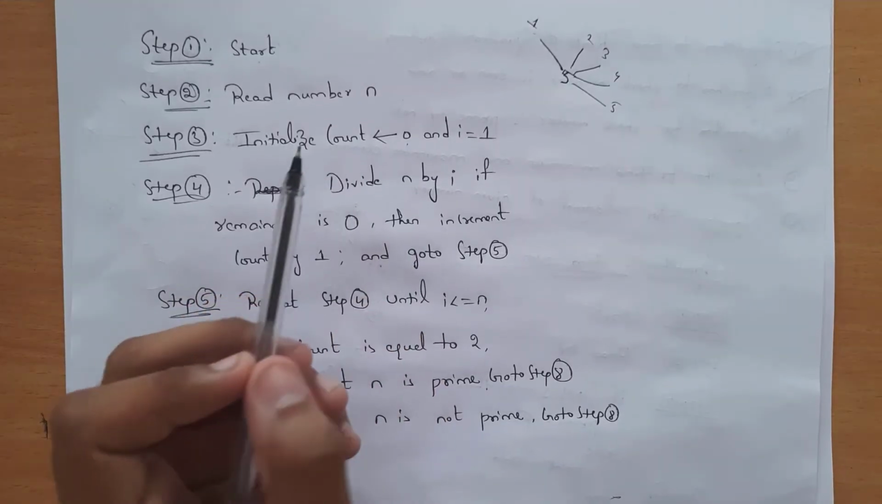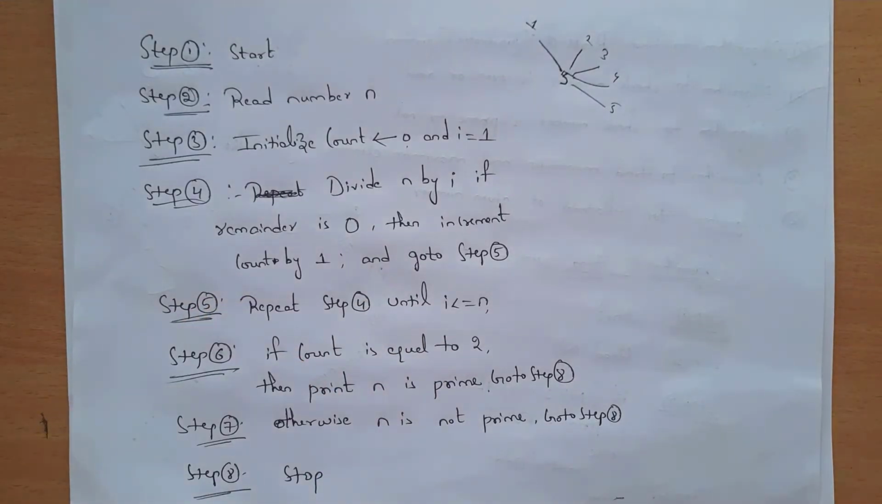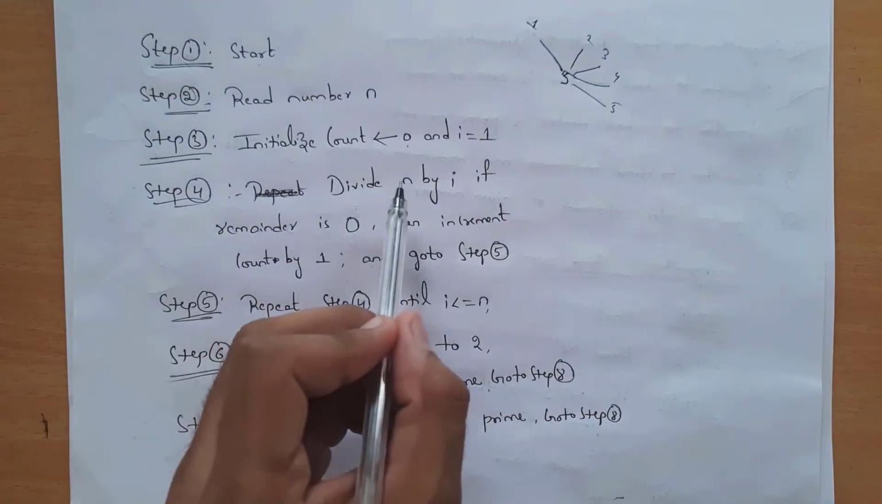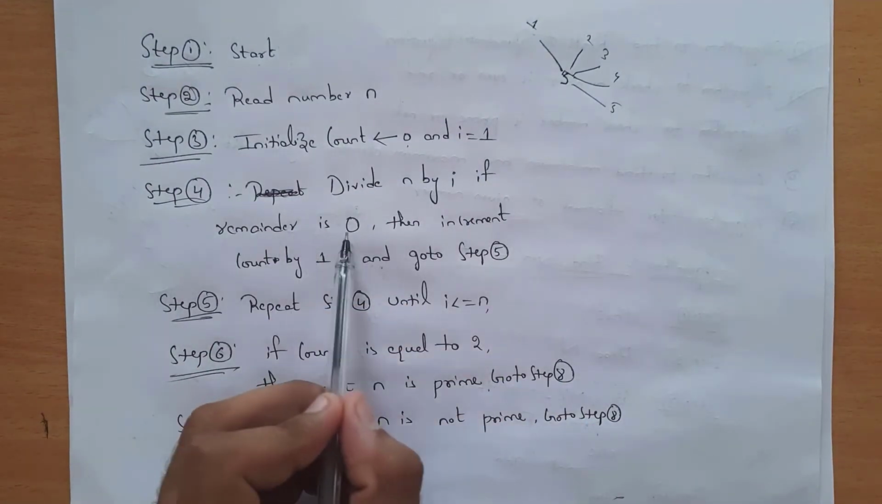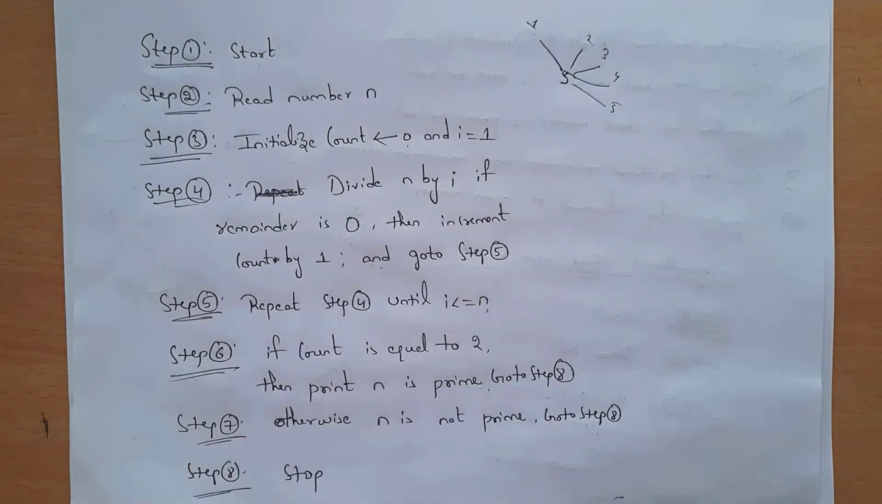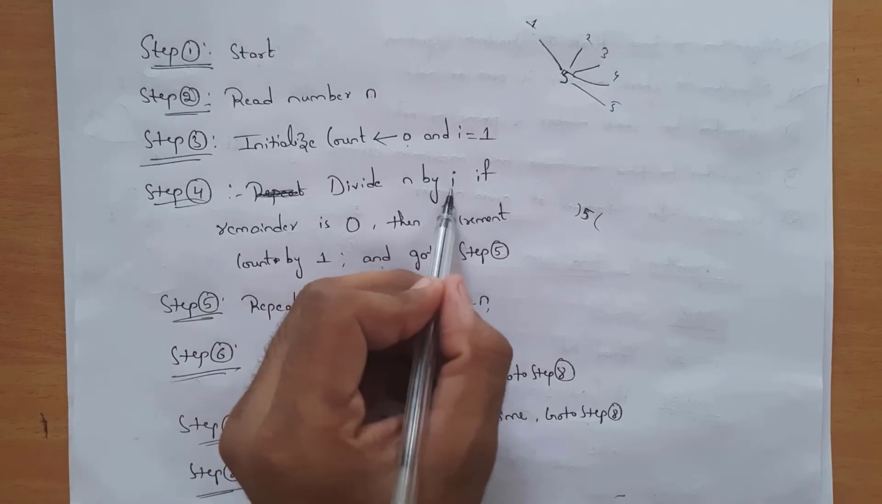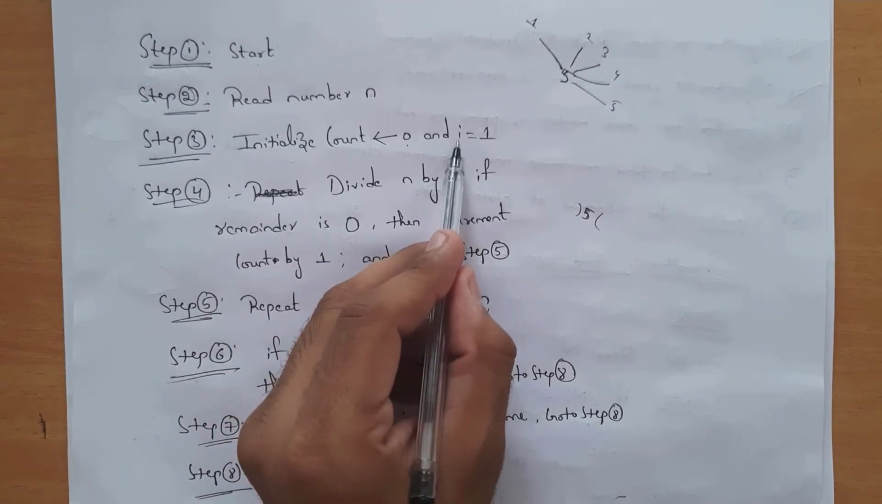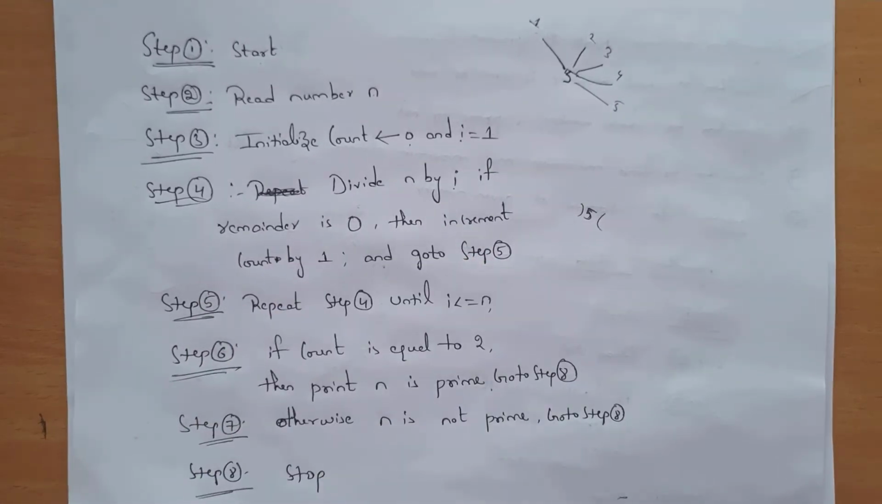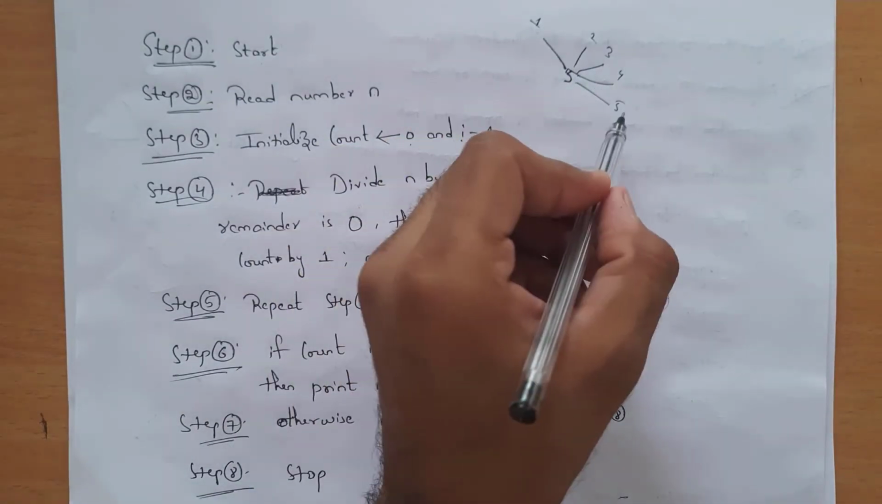Count is nothing but how many times I got remainder as 0. Initially, I am giving count as 0. Step 4 is divide n by i. If remainder is 0, then increment count by 1. Here we have given n value as 5, so we need to divide this 5 by 1. We start from 1 because I gave i value as 1, and we repeat this division until the number 5.